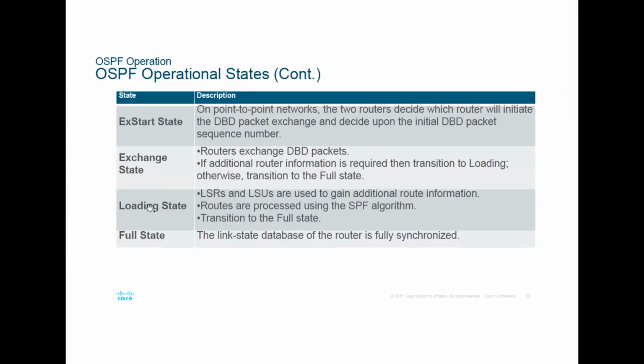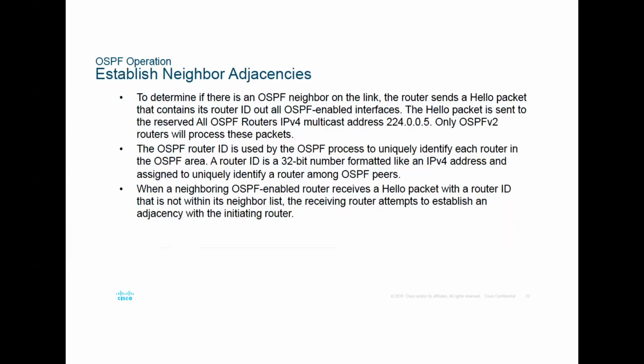Next is the Loading state. LSR and LSU are used to gain additional route information. Routes are processed using the SPF algorithm. Transition to the Full state. Okay, finally, Full state: the link state database of the router is fully synchronized when it goes to this state. We call this the Full state.